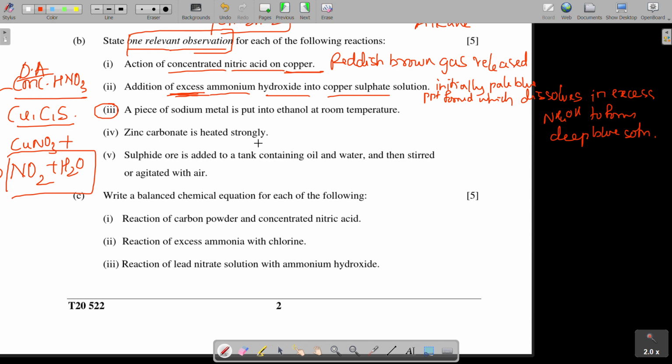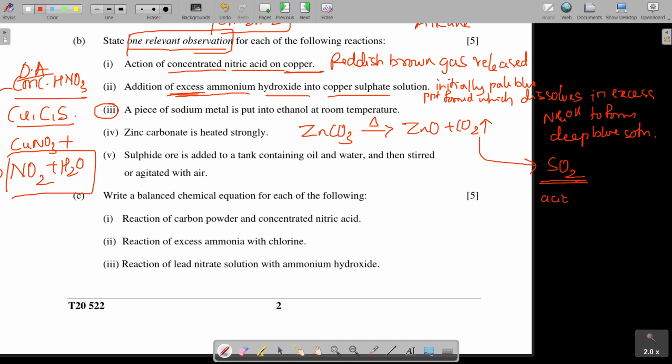Zinc carbonate is heated strongly. When you heat zinc carbonate strongly, zinc oxide and carbon dioxide gas are released. It's just like the decomposition of any carbonate: you will get a metal oxide and carbon dioxide gas will be released. Here you can write the observation with carbon dioxide gas, which you know from the lime water test, but the lime water test is also shown by SO2 gas. So you have to differentiate between the two.